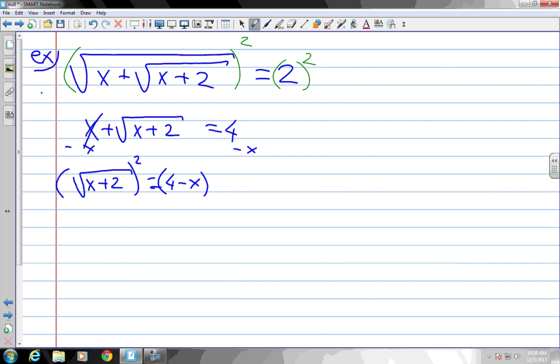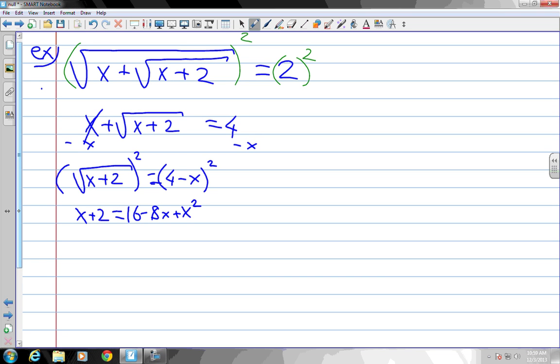Again, I have to remember my squaring formulas. On the left, the squaring just kills the square root, so we're left with x plus 2. While on the right, it is 16 minus 8x plus x squared. How is that? Are there any radicals left?